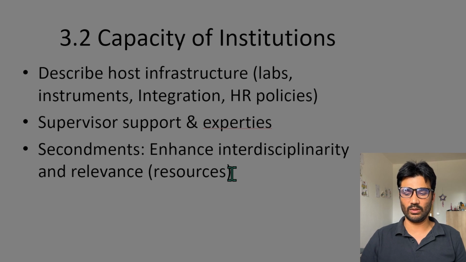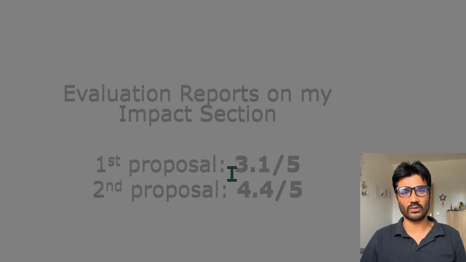So now we go a little bit into detail on how I structured my proposal. But before that, I will show you what scores I got from the evaluation reports. In the first proposal, I got 3.1. So this was a very low score.